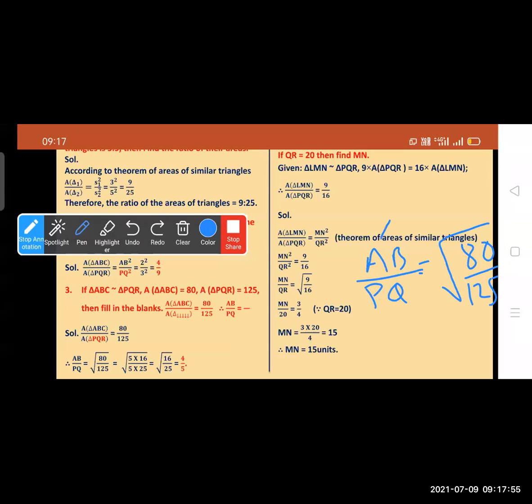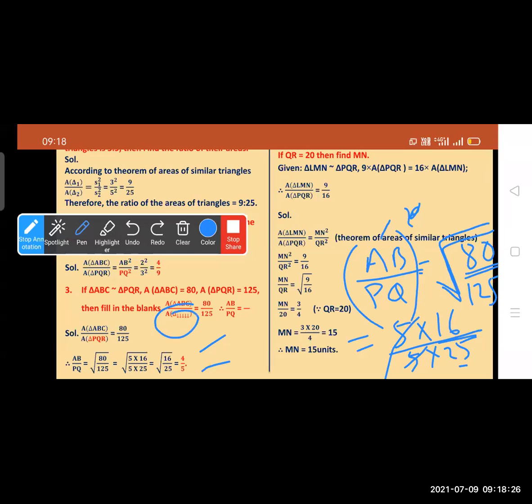When we take the square root of this, we take the square root of 80. 80 is not a perfect square, so we write 5 into 16, and 125 is 5 into 25. So this 5 gets cancelled, and 16 has the perfect square root 4 and 25 has the perfect square root 5. So we write 4 is to 5. In this way, we first fill this box and then we find the value of the ratio AB by PQ. Now the third question is finished.